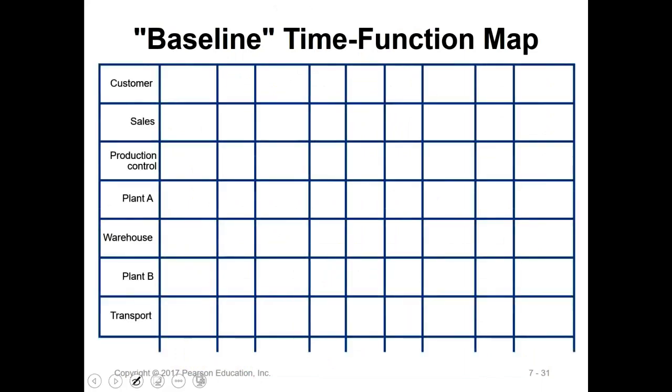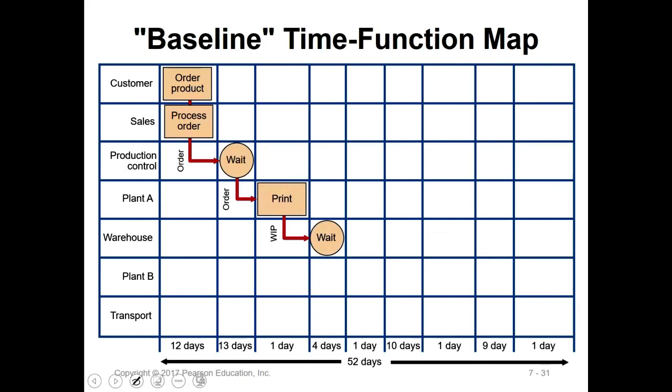Here is the time function mapping. Starting from ordering the product, the next process is that sales is going to process the order. And then they put it in the bin or somewhere and wait for so long. So processing is going to take 12 days and the waiting is 13 days. And the next process is print. That's the real operation. After the first step, printing, then wait 4 days.